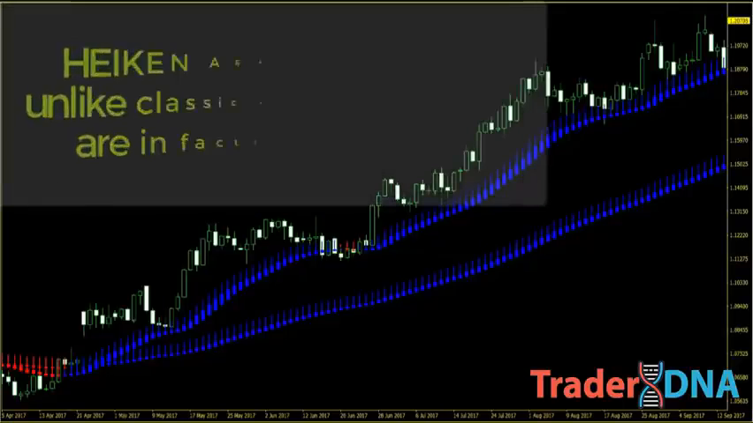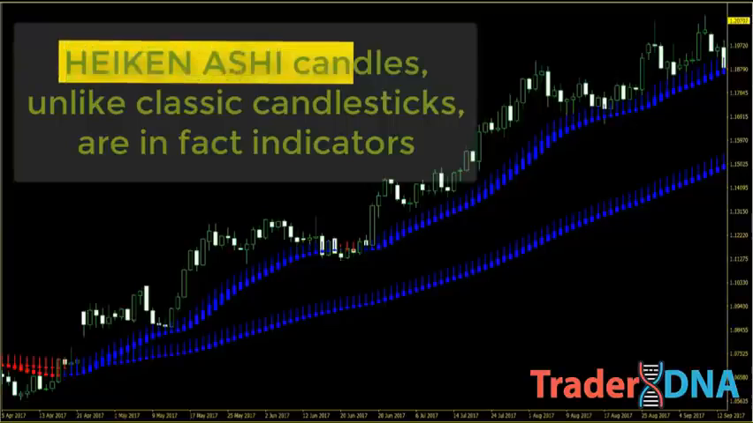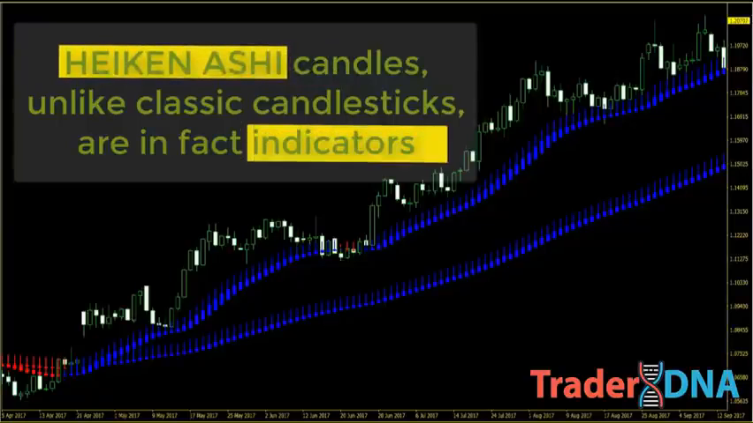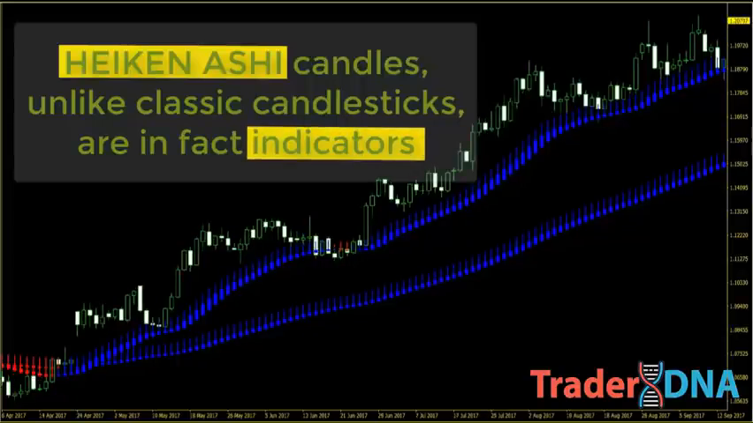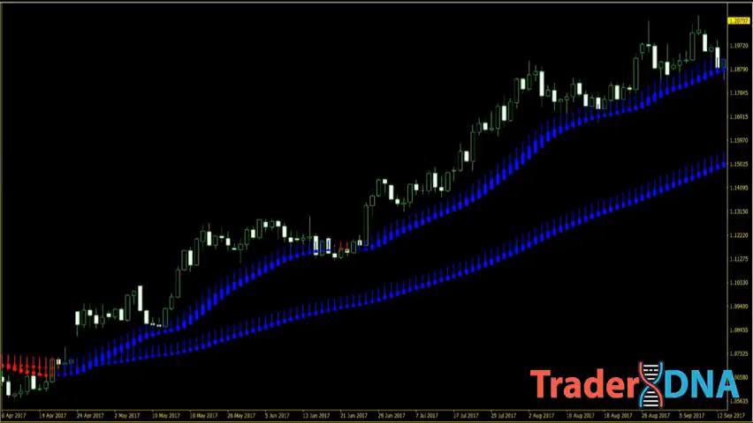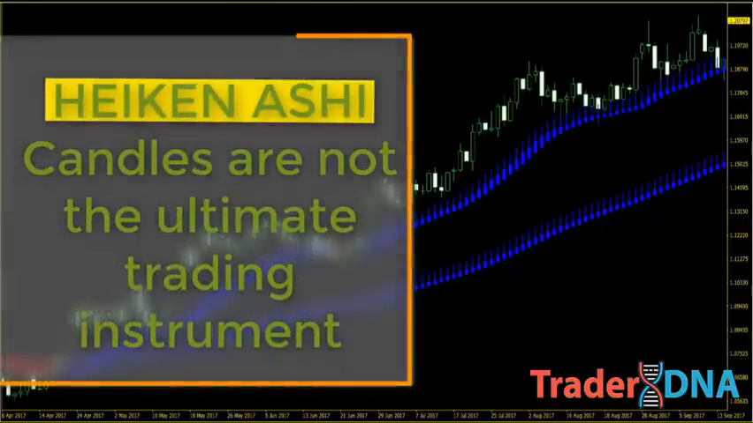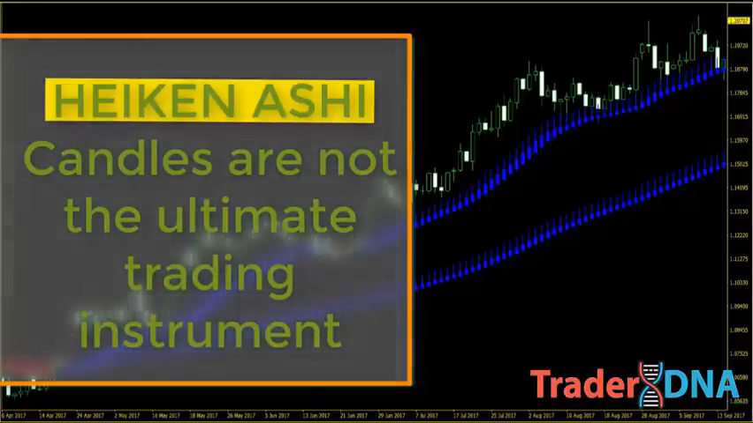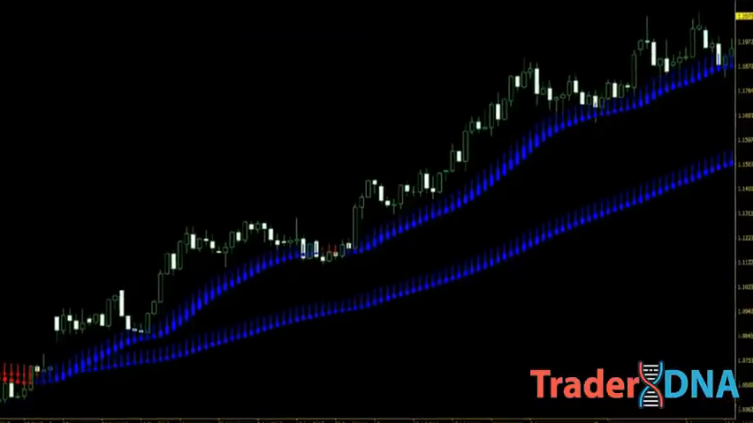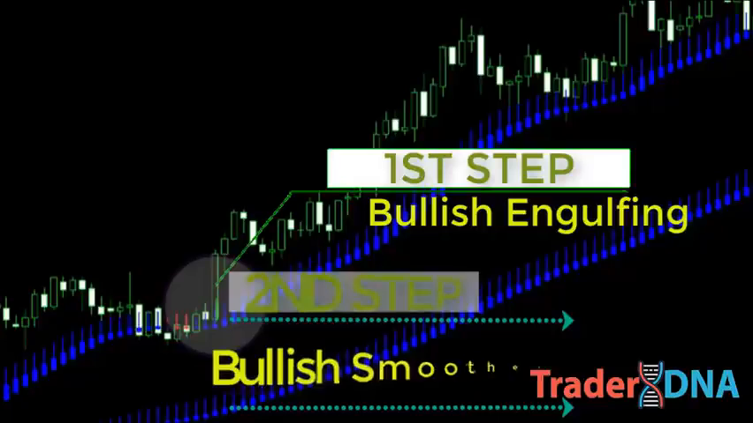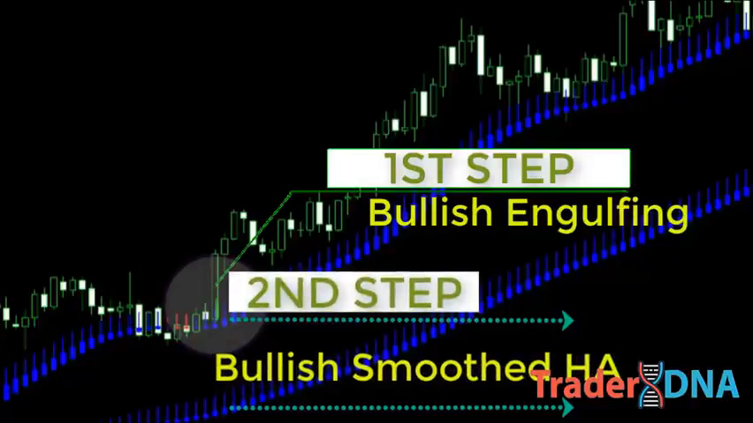Despite the simplicity of the Heiken Ashi approach, you must be aware that Heiken Ashi candles, unlike classic candlesticks, are in fact indicators. This is due to the construction of Heiken Ashi candles, in which the current and previous periods are always considered. So the Heiken Ashi candles are not the ultimate trading instrument. That's why the combination between classic candlesticks and Heiken Ashi represents a better and safer approach to trade. You analyze the markets on the classic candlestick chart, and you apply the smoothed Heiken Ashi to filter against false signals and background noise.